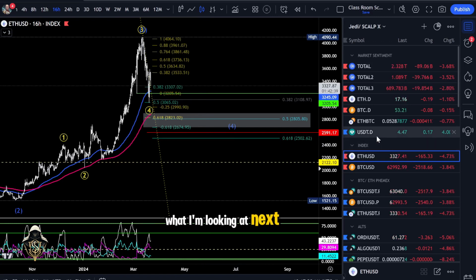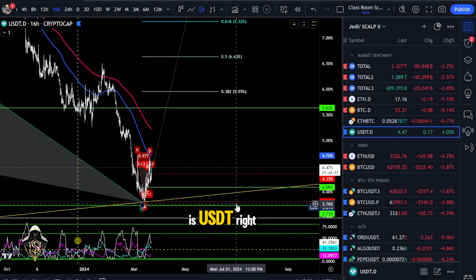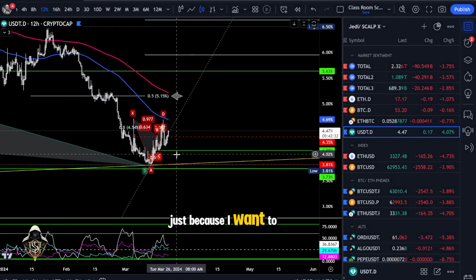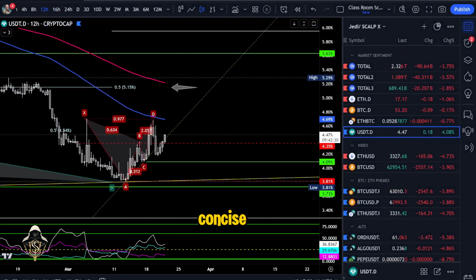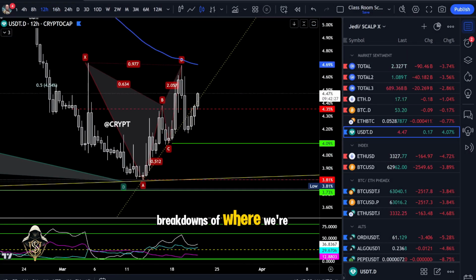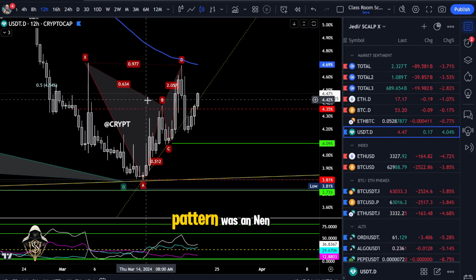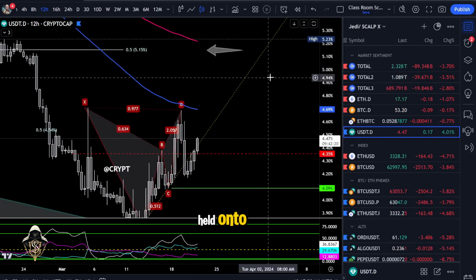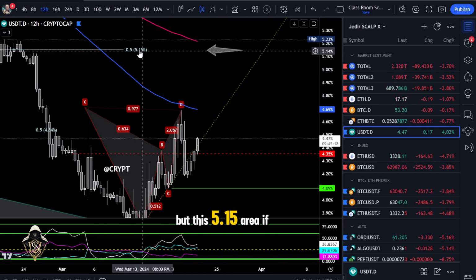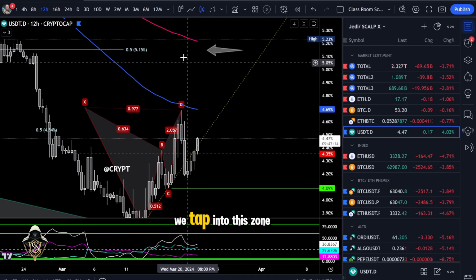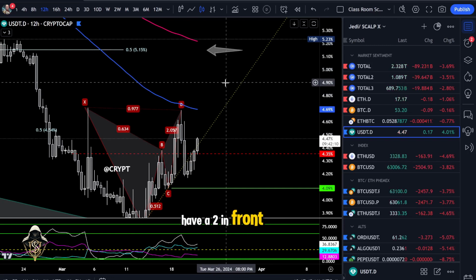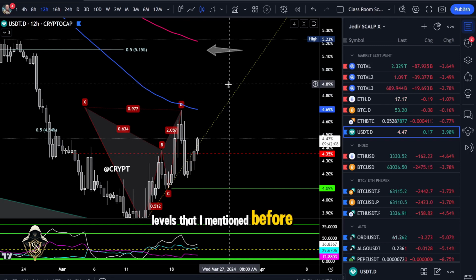What I'm looking at next is USDT, right? And I'm utilizing USDT mainly on a 12-hour just because I want to get a little bit more concise breakdowns of where we're going. This pattern was a Nen star. Essentially, I want to see wave X held onto, but this 5.15 area, if we tap into this zone, then 100% ETH is going to have a 2 in front of it. It's going to be in those levels that I mentioned before, 2823 through 2805.